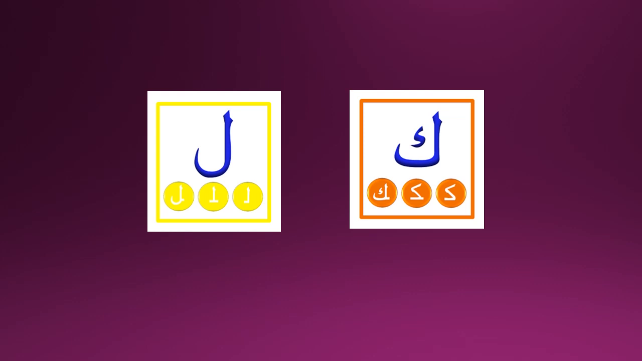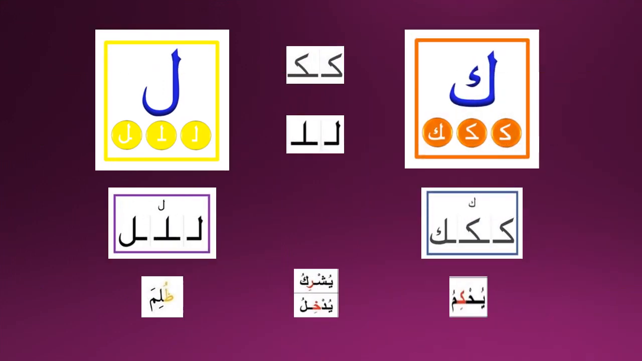Here come the letters Kaf and Lam. Kaf and Lam. It is very easy to differentiate between them. Kaf has a straight shape and Lam has a curved shape, a semicircle shape. The letter Kaf has these three half shapes, and the letter Lam has these three half shapes.